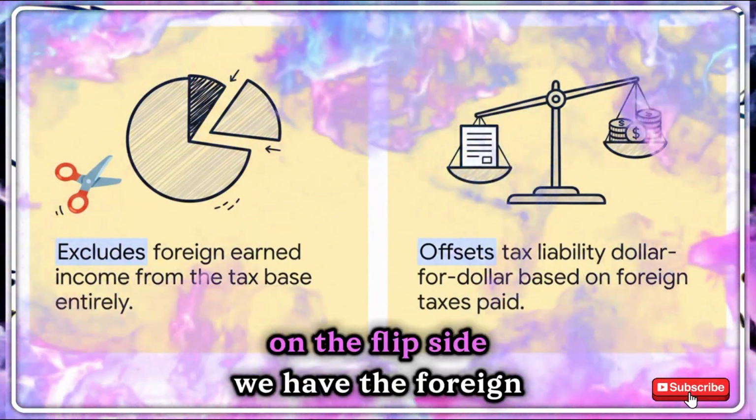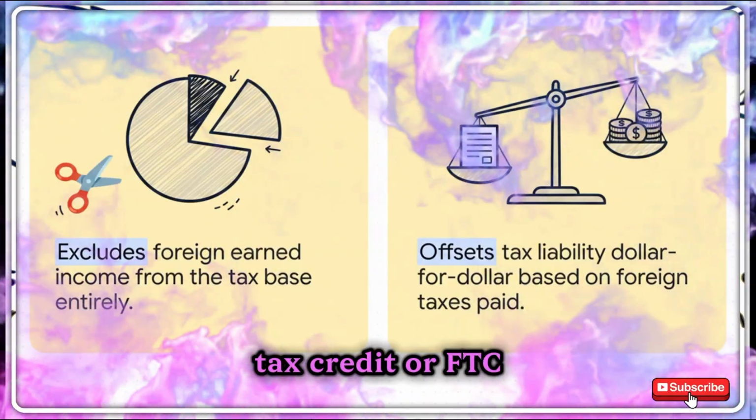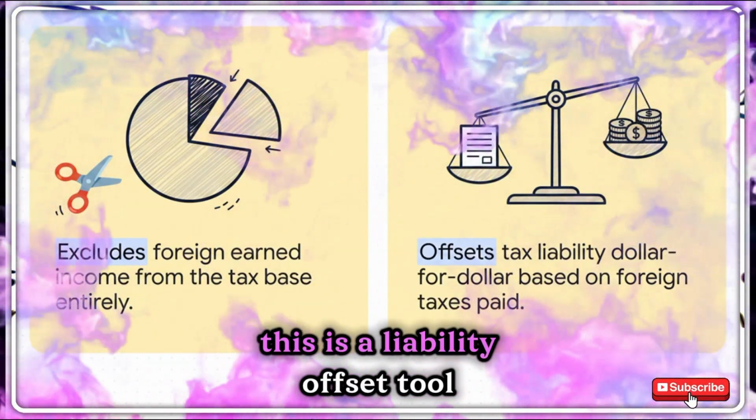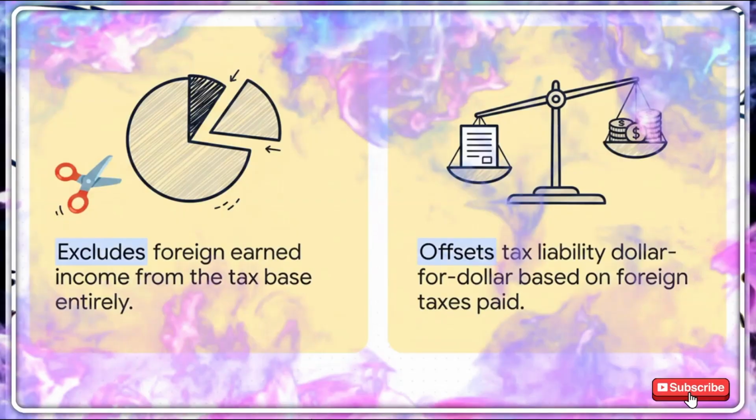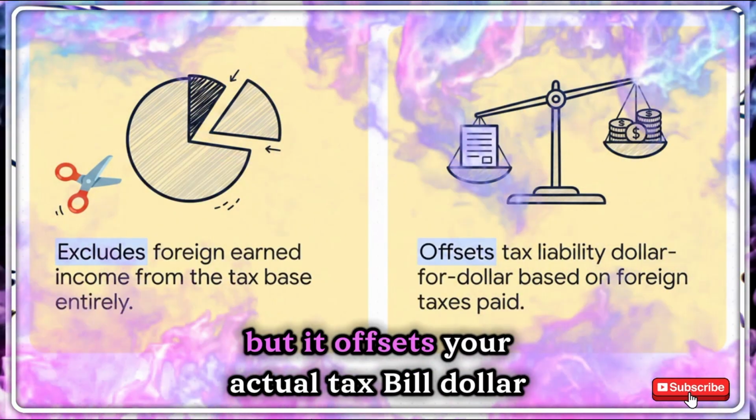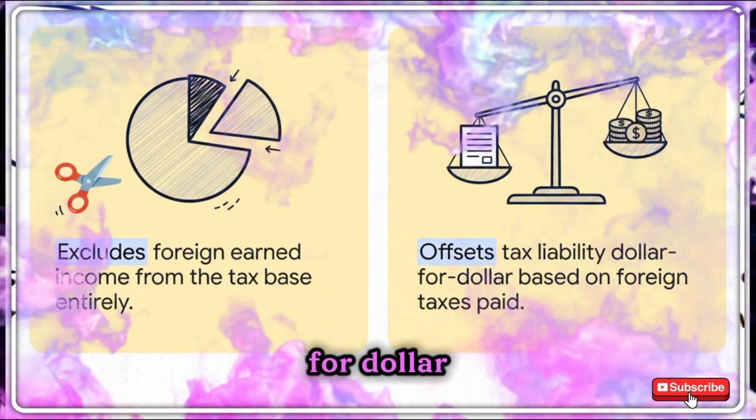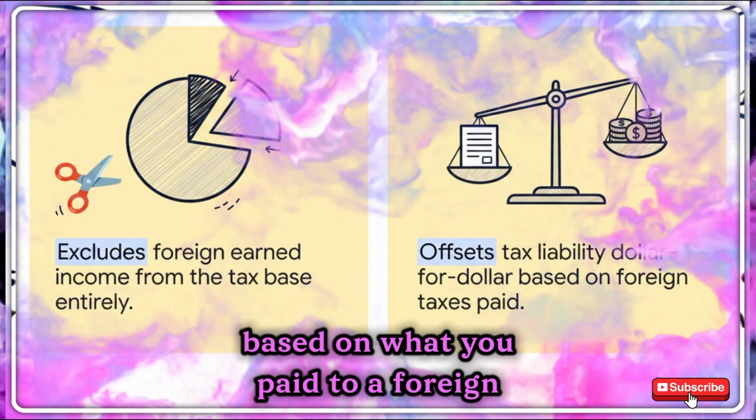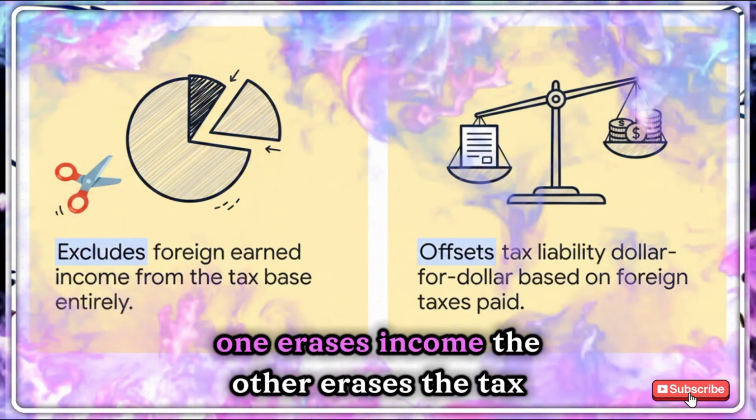On the flip side, we have the Foreign Tax Credit, or FTC. This is a liability offset tool. The income stays in the base, but it offsets your actual tax bill, dollar for dollar, based on what you paid to a foreign jurisdiction. One erases income, the other erases the tax bill itself.